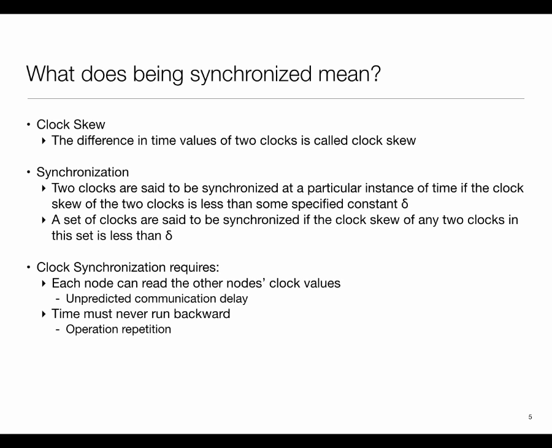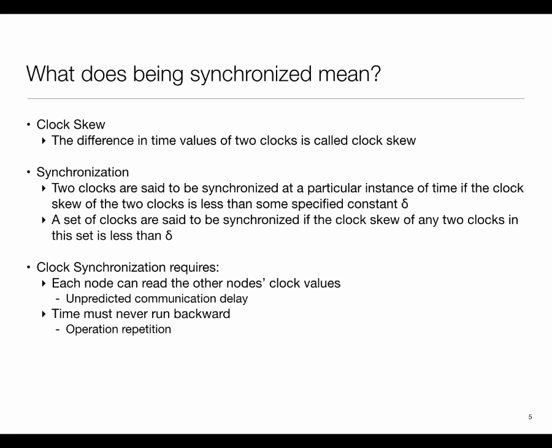Synchronization refers to the fact that two clocks are synchronized. We say that two clocks are synchronized at a particular instant if the times that they report, by that I mean after you have gone through reading the counter and mapping it to a time value, are within some constant delta of each other. Okay, so then we will say that they're synchronized to within delta of each other.